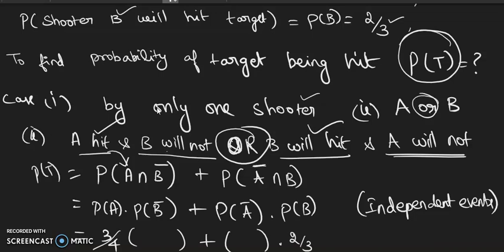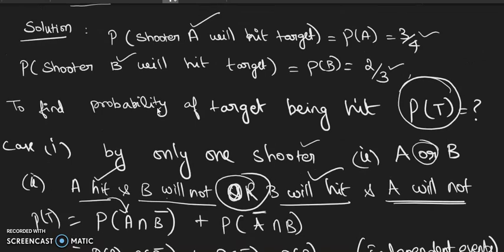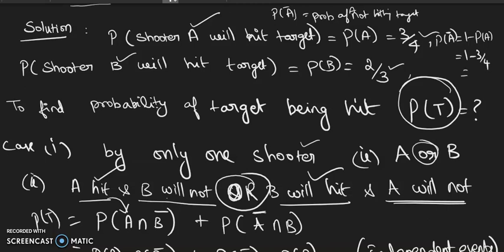So probability of hitting the target is P of A. So P of A bar is the probability of not hitting the target. Probability of A not hitting the target, I'll write like this. So P of A bar is nothing but 1 minus P of A. That is 1 minus 3 by 4, 4 minus 3 by 4, that is 1 by 4. Similarly, P of B bar, anyhow I have to find 1 minus P of B, 1 minus 2 by 3. So this is nothing but 1 by 3.